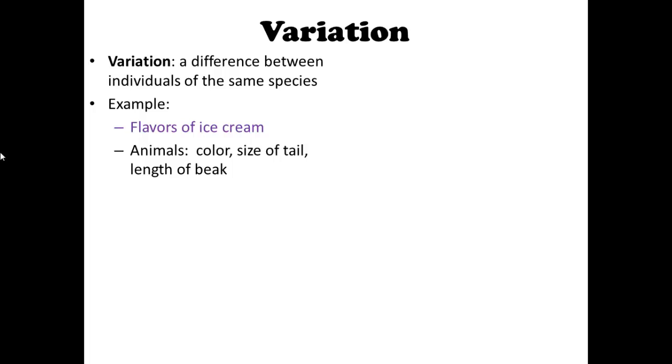In animals, variations can come in color, or in the size of a tail. For example, species of lizards could have a shorter tail or a longer tail. It's still a lizard, but it has a different variation of tail length. Or the length of beak. For example, we talked about the finches that Darwin observed. They have different lengths and sizes of beaks. So those are some examples of variations.